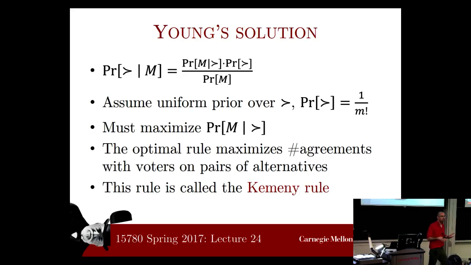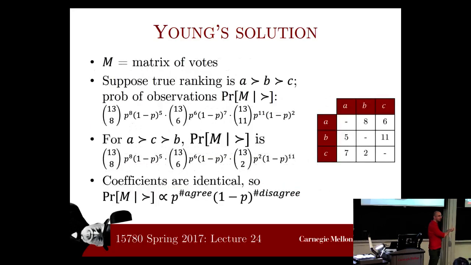Okay? So let me just recap. We want to choose the ranking that maximizes the probability given the observed votes, given our data. To do that, we need to choose the ranking that would make the votes most likely, given that it is the true ranking. And that probability is proportional to this expression. So in other words, in order to choose the most likely ranking, we pick the one that maximizes the number of agreements with the observed votes on pairs of alternatives. Okay, that's the conclusion from these two slides.